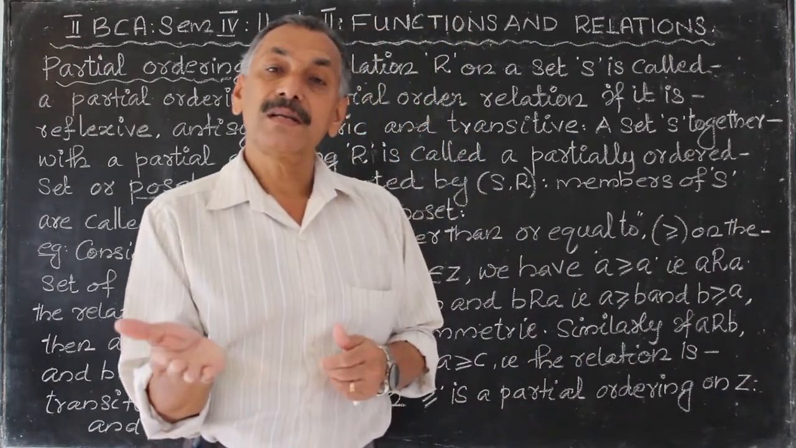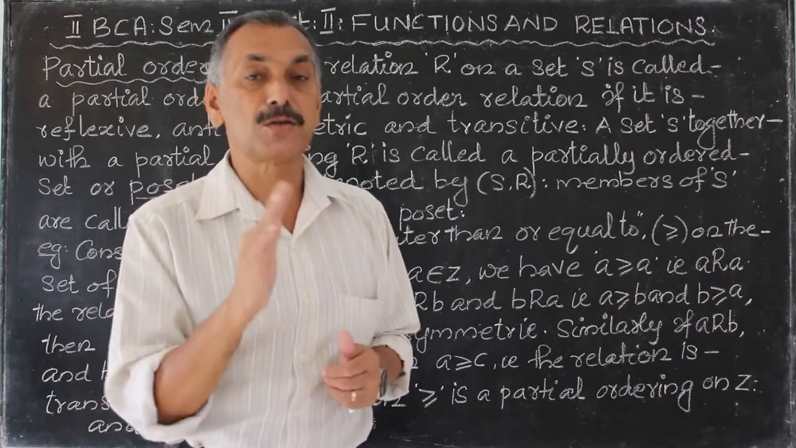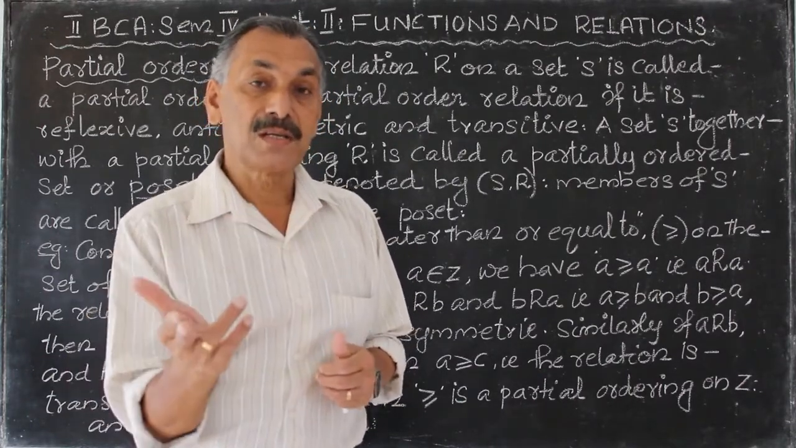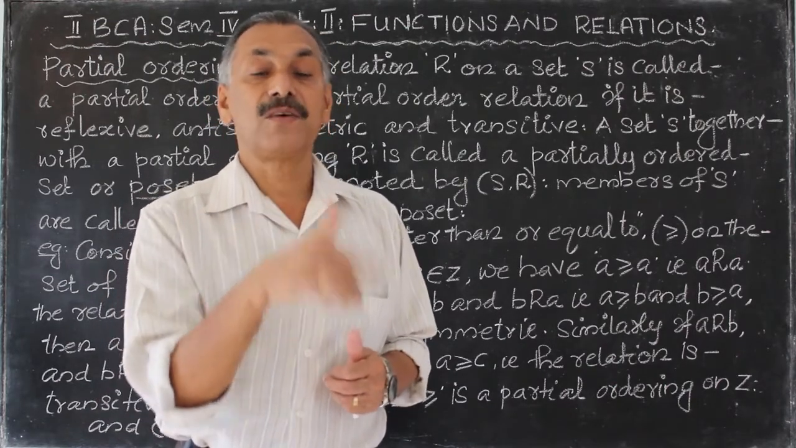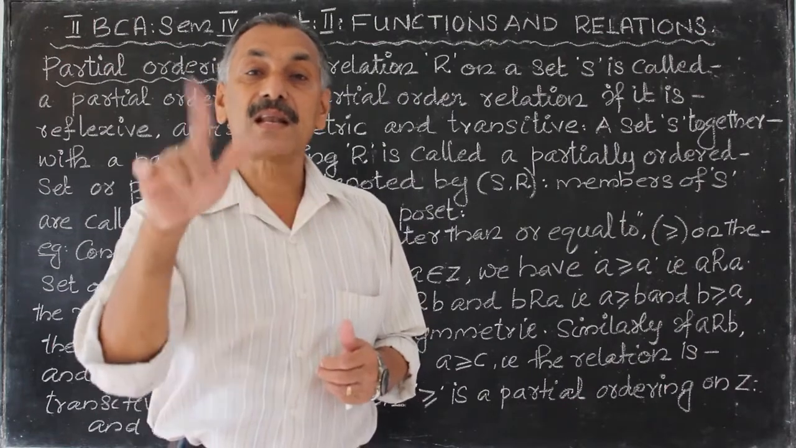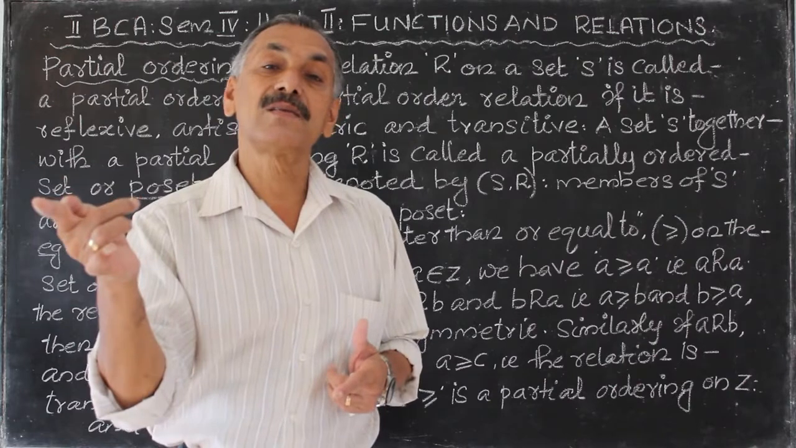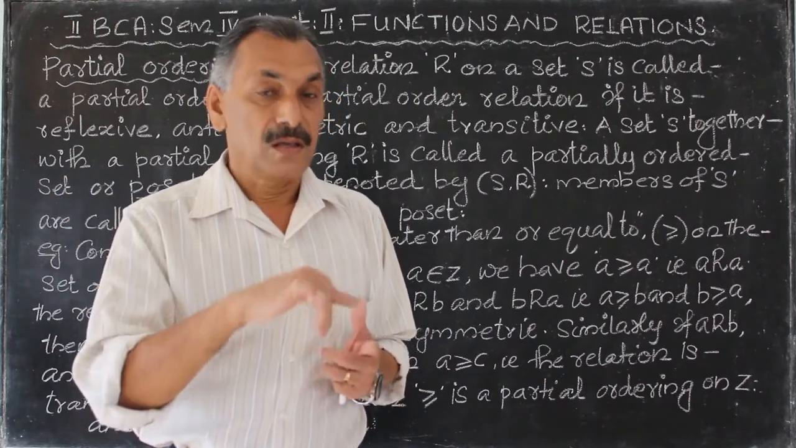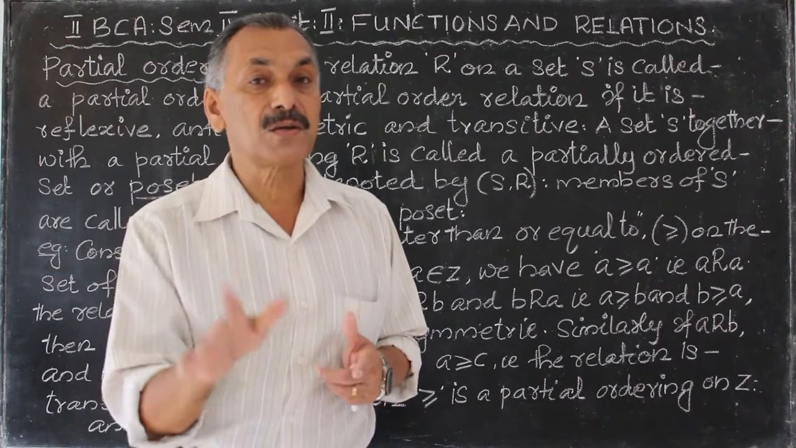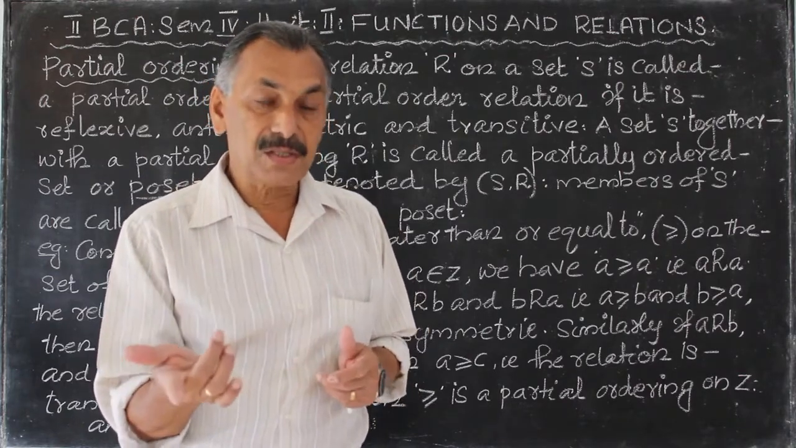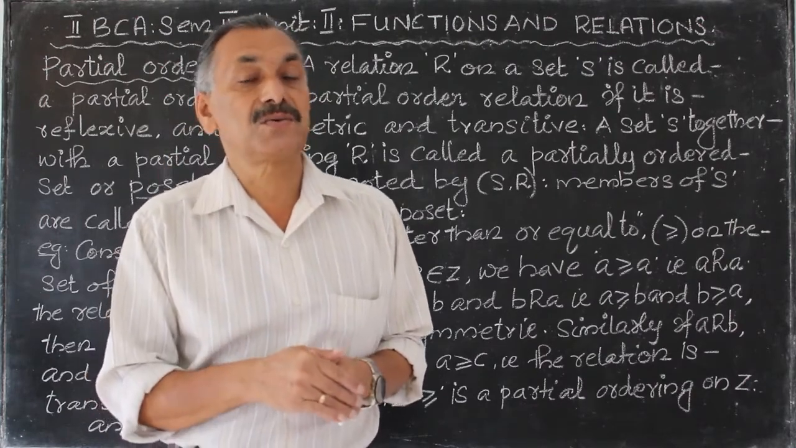Then the third property, the transitive property. If A related to B, that is A less than or equal to B, and B related to C, B less than or equal to C. Like 1 related to 3, 1 less than or equal to 3; 3 related to 5, 3 less than or equal to 5; then 1 is less than or equal to 5. In general, A less than or equal to B and B less than or equal to C, then clearly A related to C. The relation is transitive also.